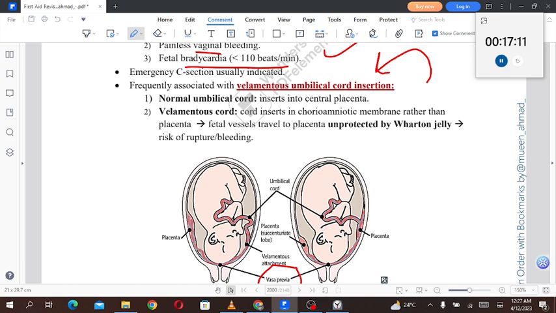Normal umbilical cord inserts into the center of the placenta. But the velamentous cord inserts in the chorioamniotic membrane rather than the placenta. Fetal vessels travel into the placenta unprotected by the Wharton jelly, and there is a risk of rupture. As you can see over here, it is inserting in the chorioamniotic membrane, and you will see that in Google as well. So what is that?